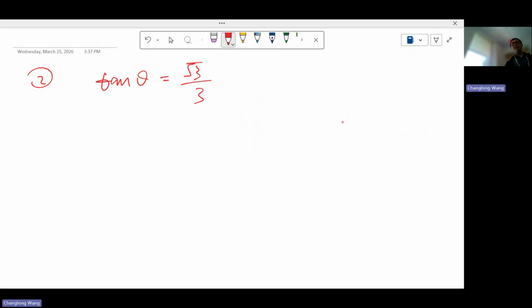The first thing you definitely want to do is either guess what theta is, look up the chart, or use the calculator. What do you think will be the initial guess for theta? 30 degrees. Okay, yes, it's the same thing.